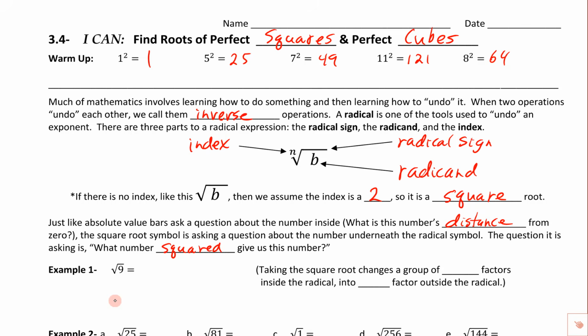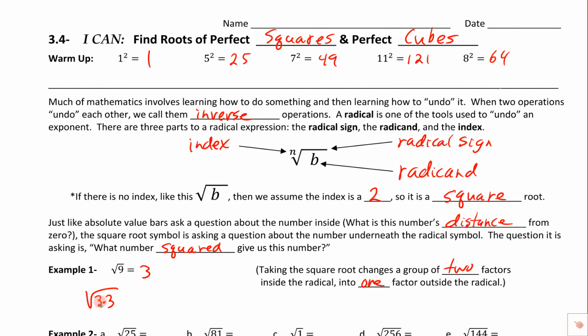We've got that list of numbers that we were talking about getting memorized. Well, the number that we would square to get 9 would be 3. So the answer on this one is 3. And here's why. Because if we write that as 3 times 3, what the square root does is it changes a group of 2 factors on the inside of the radical into 1 factor on the outside of the radical.